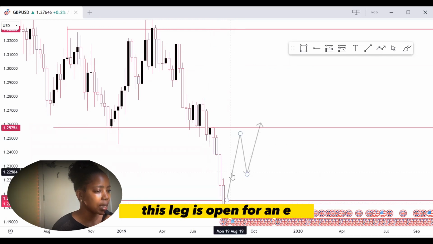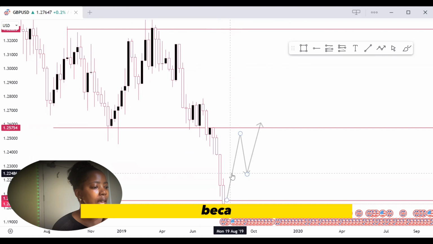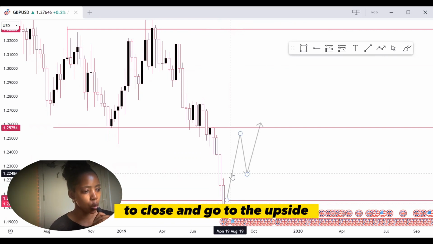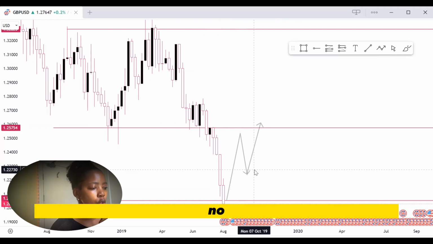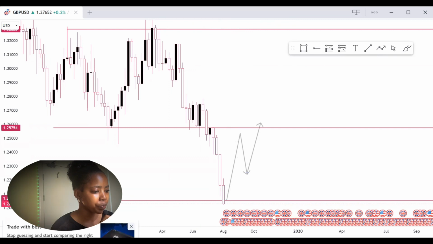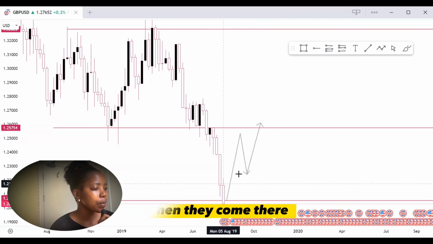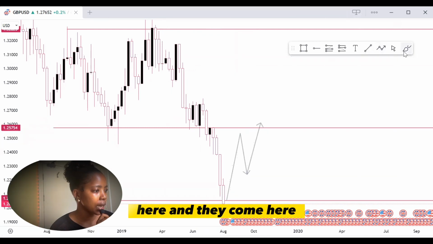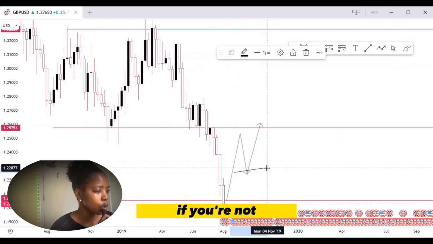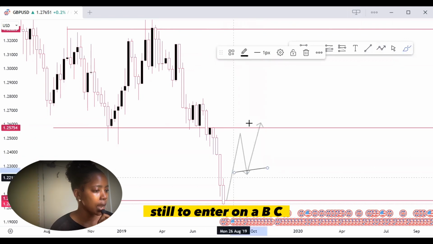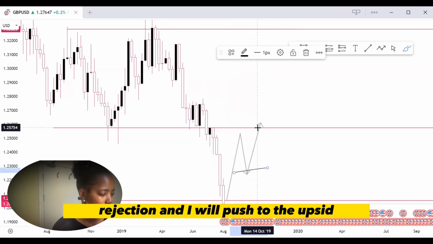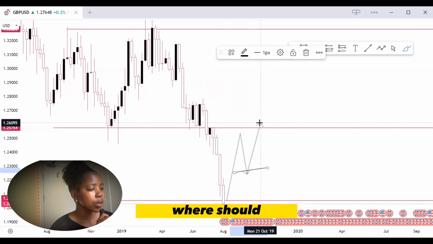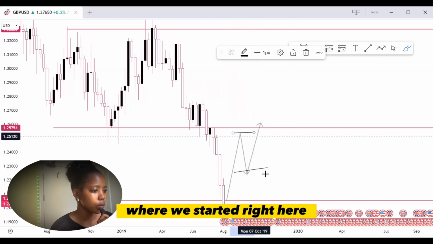This leg is open for an entry because where they have been before, they will come back to do what? To close and go to the upside. So wait for the market to close and then we'll push to the upside. Now, what you want to see is when they come there, let's delete this. When they come there here, and they come here, if you're not confident still to enter on A, B, C, wait for a nice candle there, rejection, and it will push to the upside, okay? Where should I get out? Where we started, right here.